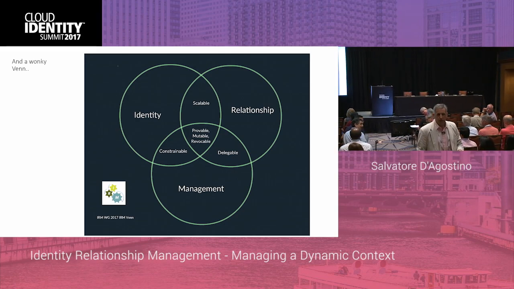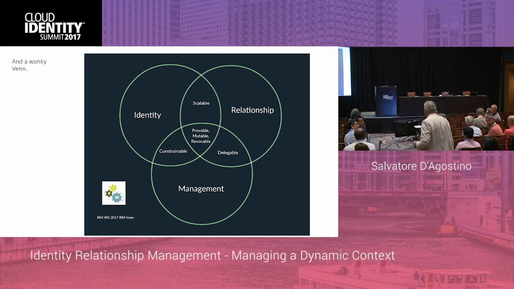Could you elaborate on how you came up with constrainable, delegable, and scalable in those quadrants? Like, is scalable between identity and relationship, and then it's not between the other 2? So this is me playing around and then throwing it back at the group, just as a way of getting started with this non-textual basis of describing the work that we were doing.